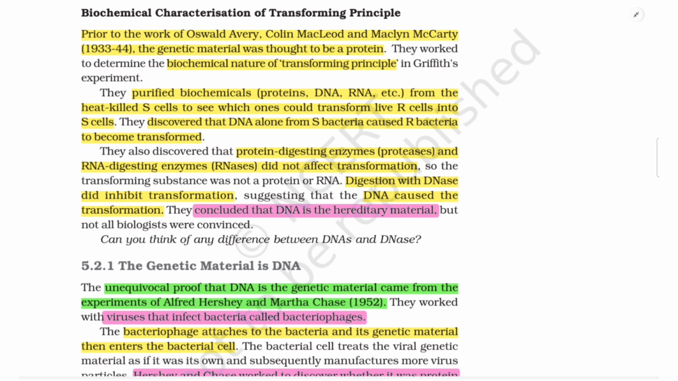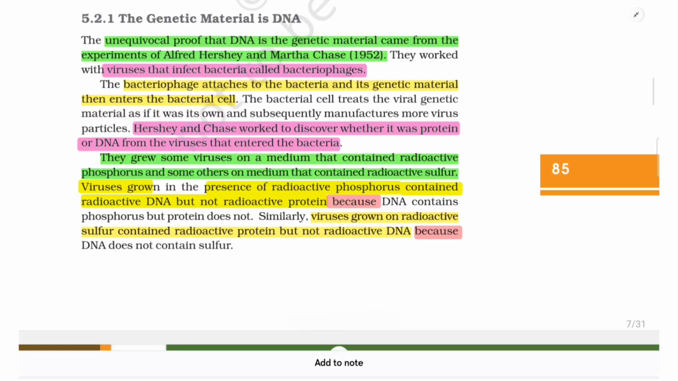They also discovered that protein-digesting enzymes known as proteases and RNA-digesting enzymes known as RNases did not affect transformation. So the transforming substance was not a protein or RNA. Digestion with DNase did inhibit transformation, suggesting that the DNA caused the transformation. They concluded that DNA is the hereditary material, but not all biologists were convinced. Can you think of any difference between DNase and RNase?